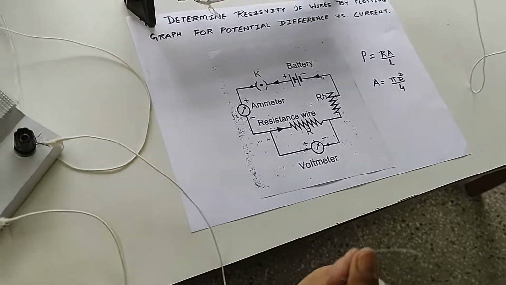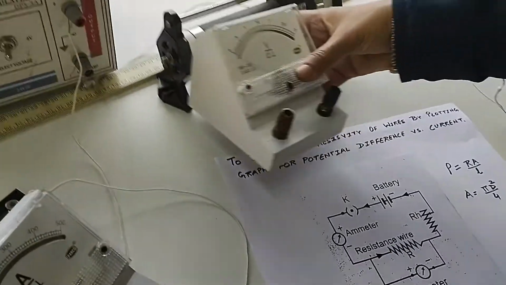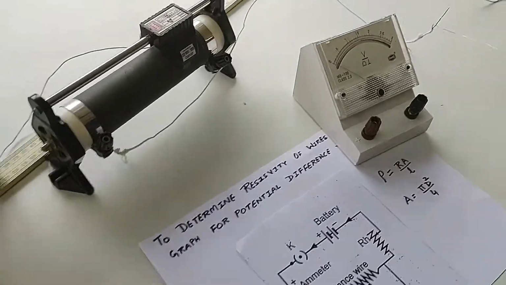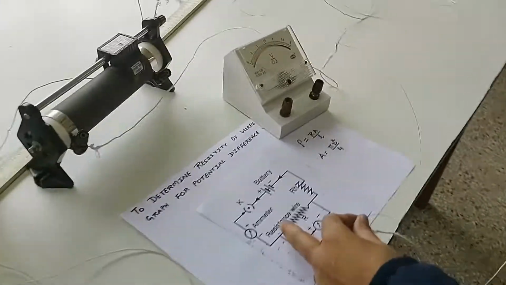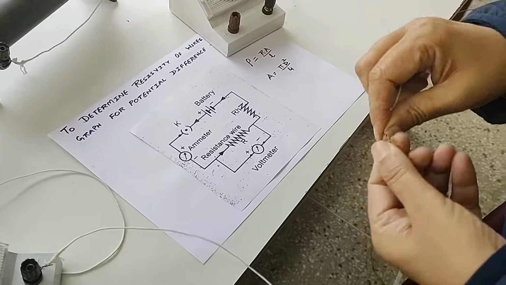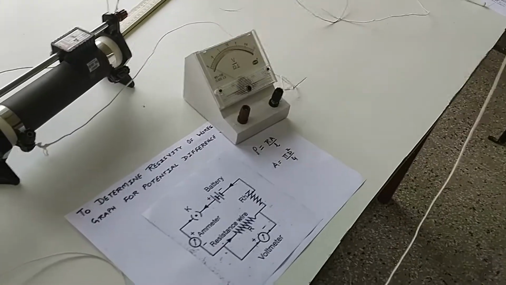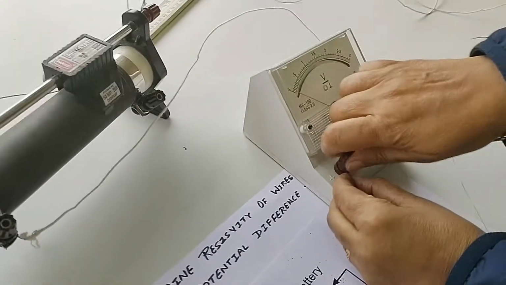Okay, so I'll take a voltmeter, and I will connect the voltmeter to this resistance wire, which is connected to the negative of the ammeter. I'll take another wire and connect it to its positive. I'll connect that end of the resistance wire, this end, to the positive of the voltmeter.